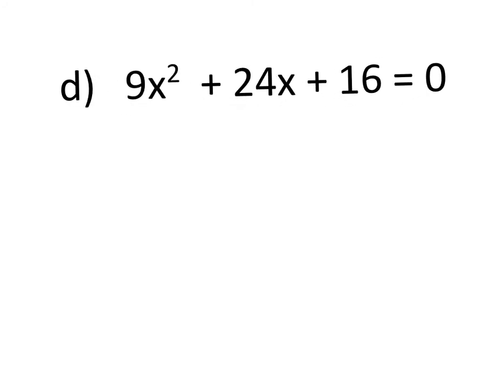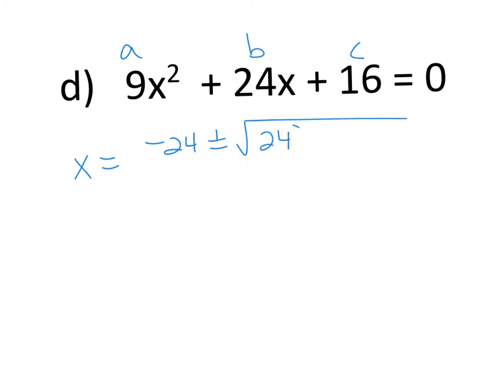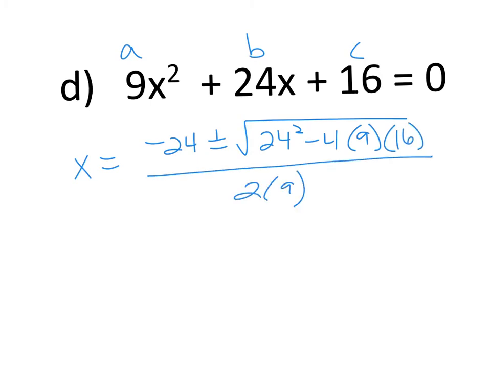All right, we got A, B, and C here. So A, B, C. So x equals negative 24 plus or minus the square root of 24 squared minus 4 times A times C, all over 2a. So again, let's start by 24 squared minus 4 times 9 times 16. And I got a 0. So I have negative 24 plus or minus the square root of 0 over 18.